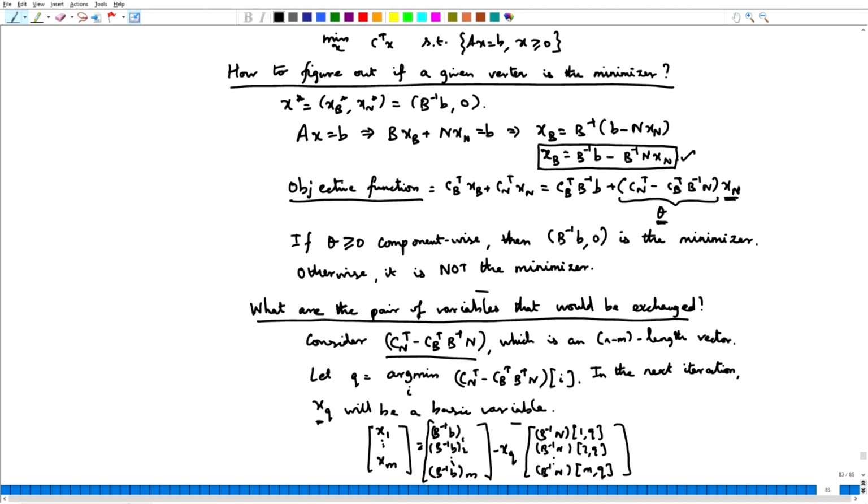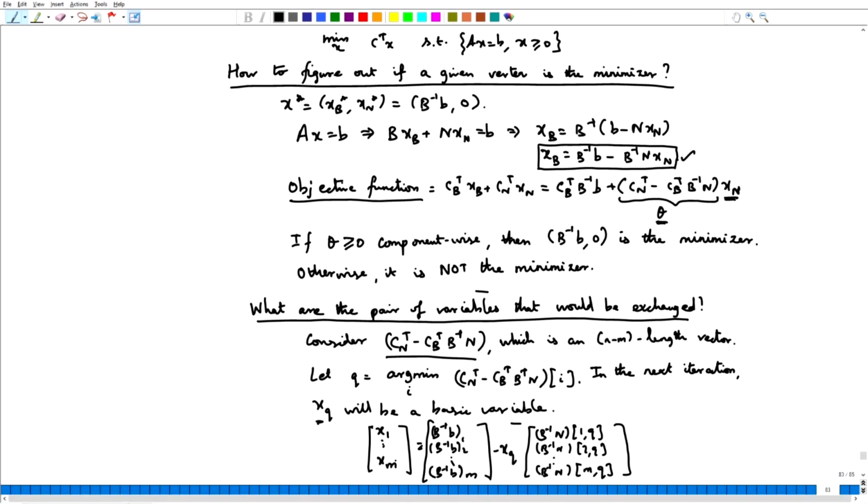Note that if you increase x_q, that is something we are going to do. Because x_q is going to become a basic variable, I am possibly going to increase it from 0. That is why I have made it a basic variable. So, if I increase that, I should take care that none of the erstwhile basic variables becomes negative, because we have the constraint that x is non-negative. So, I should take care that x_1, x_2, up to x_m are greater than or equal to 0.